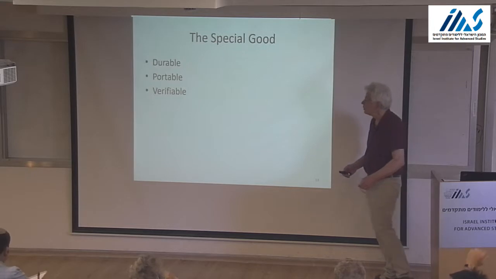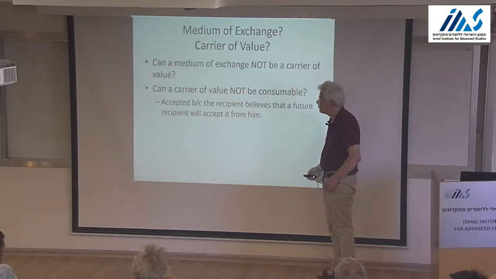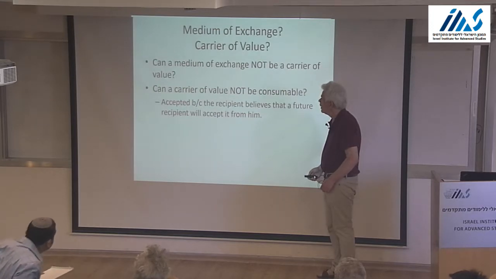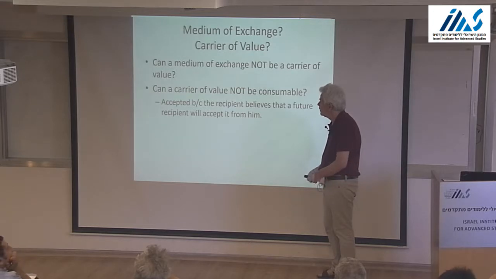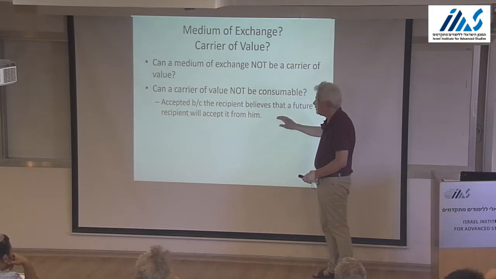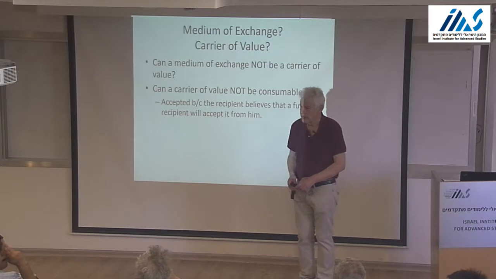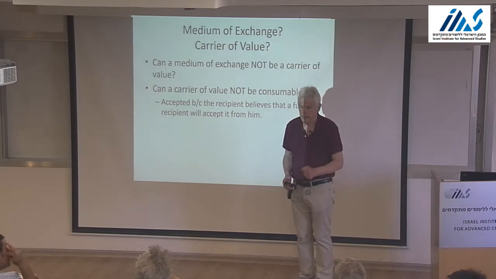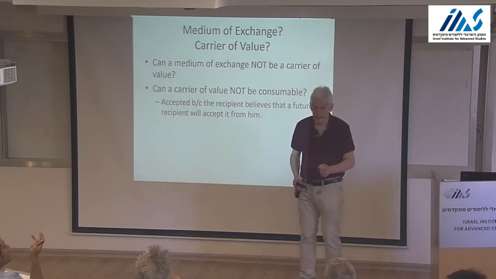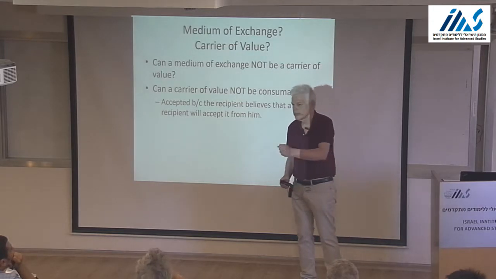So the special good, you want it to be durable, portable, verifiable, maybe a few other things that I didn't think about. And you can ask whether a medium of exchange cannot be a carrier of value, and the opposite question. And notice the key here. The key is that it is accepted, as Jose called it a bubble. It is accepted, and the giver receives something of value in exchange because the receiver thinks he can turn around and pass it on to somebody else in exchange for something of value to him.